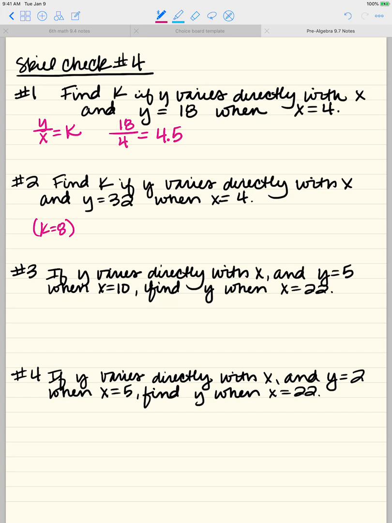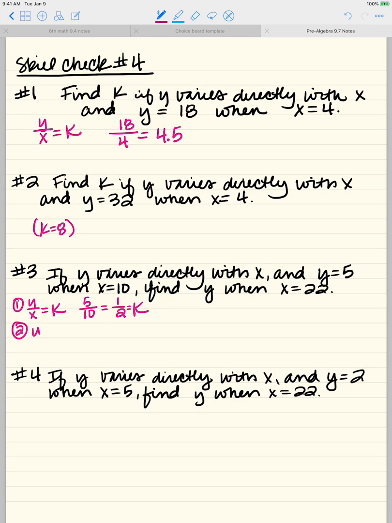Number 3, if y varies directly with x and y is equal to 5 when x is equal to 10, find y when x is equal to 22. Okay, so we're dealing with a direct variation here. Step number 1, figure out what is k. Y over x is equal to k. So if y varies directly with x and y is 5 when x is 10, that means 5 over 10 is equal to k. 5 over 10 is equal to 1/2. So k is equal to 1/2.